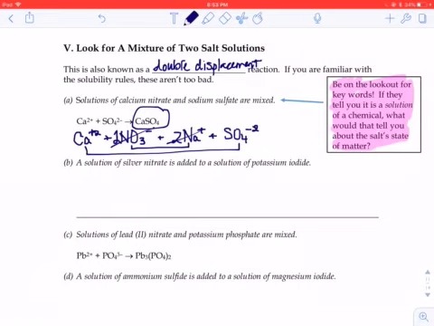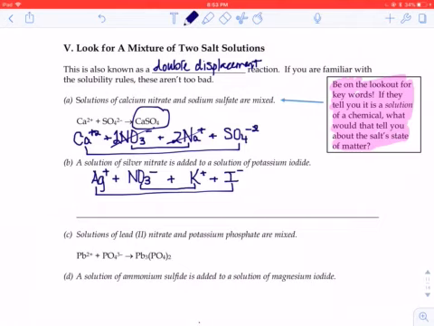If we had something like part B, a solution of silver nitrate. So solution's telling you break up that guy into silver ions and nitrate ions. +1, -1. If we mixed that with a solution of potassium iodide, so again, solution, soluble, break it up. K+1, I -1. That silver is going to go with that iodide. The potassium is going to go with the nitrate.